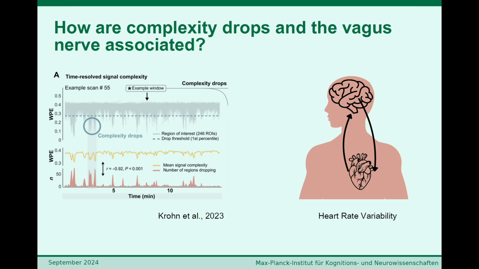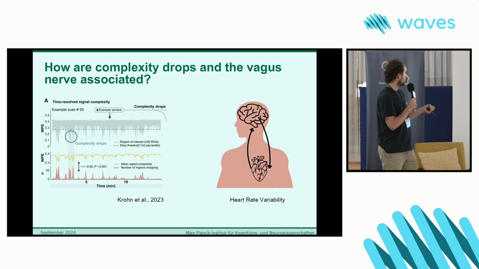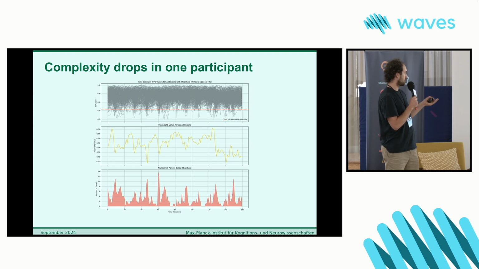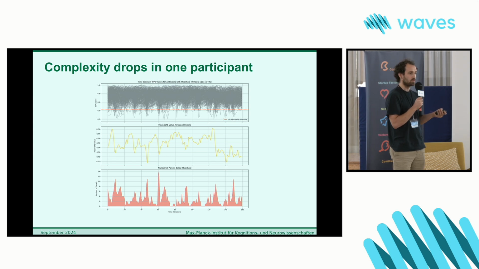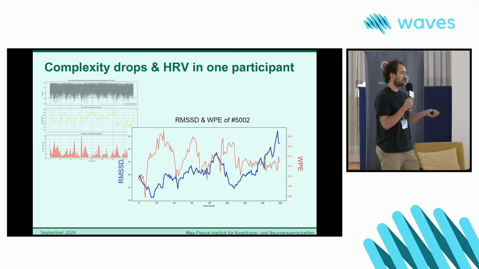And that's where we thought of bringing in heart rate variability, so the changes in interbeat intervals that are linked to the parasympathetic tone. In new data, we were able to replicate these findings in one participant. This is where we can see complexity drops again. And then we associated this with RMSSD. This is again only in one participant, only one pilot. And we could speculate that there's a negative correlation between the two of them.